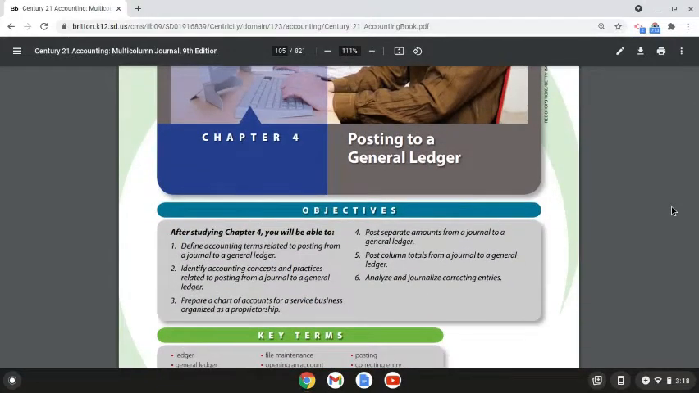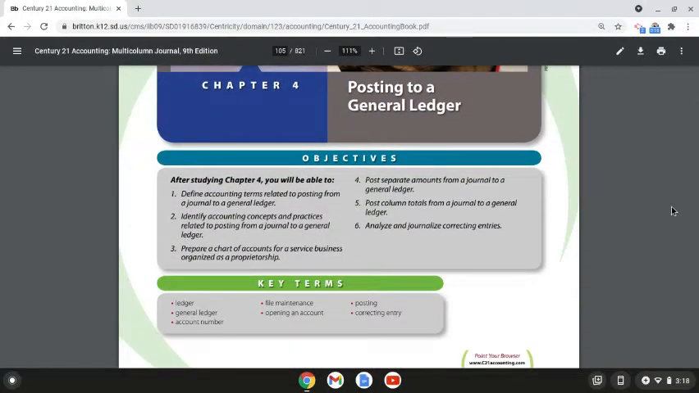In addition to that, we will also be learning about how to define accounting terms related to posting from a journal to a general ledger, identify accounting concepts and practices related to posting from a journal to a general ledger, prepare a chart of accounts for a service business organized as a proprietorship, post separate amounts from a journal to a general ledger, post column totals from a journal to a general ledger, and finally, analyze and journalize correcting entries. In addition to that, we are also given a few key terms here as well.